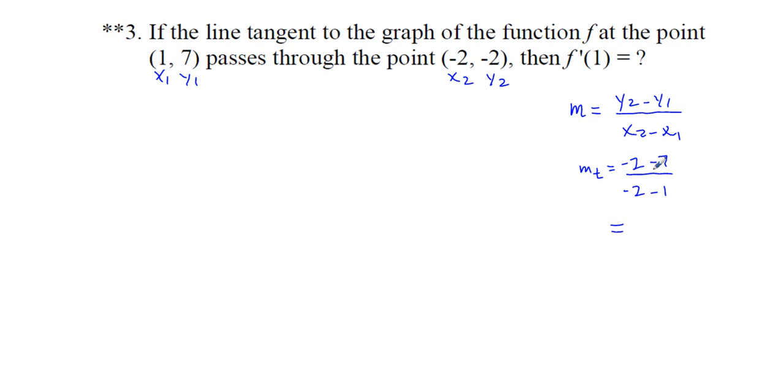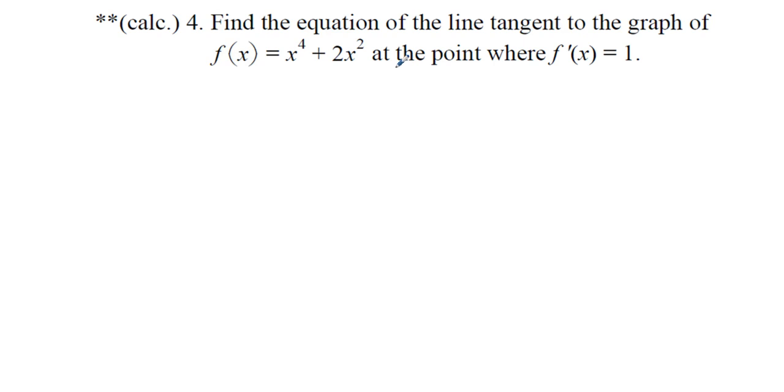So what we have here is negative 2 minus 7, which is negative 9 in the numerator. In the denominator, we have negative 2 minus 1, which is negative 3. So m sub t equals negative 9 over negative 3, which is 3. So therefore, f prime of 1 is equal to 3. So that's problem number 3, an actual AP test problem.